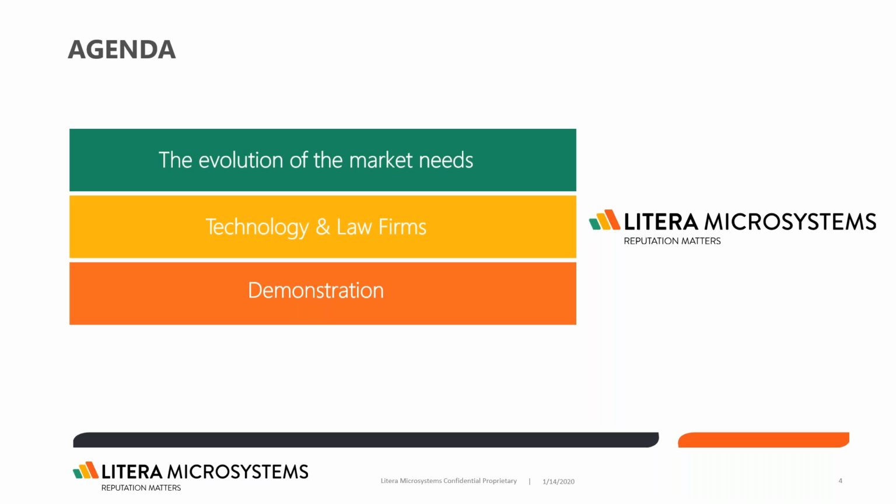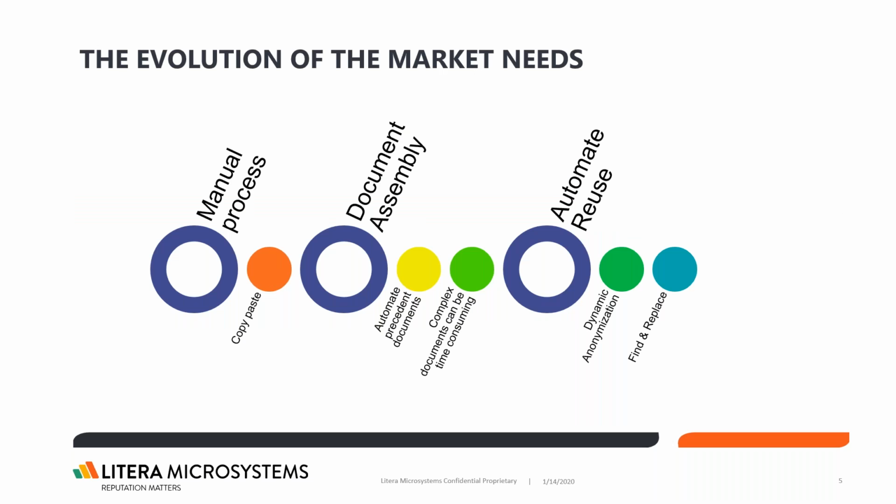The agenda for today is we're going to look at the evolution of the market needs specific to our new Anonymize feature. So where have we come from and how did we get to the automation of reusable content? Theo will walk us through that, as well as we'll look at some other publications that have helped us focus in on why this particular feature set is important in the marketplace. We'll look at what technology trends are as part of that within law firms today, and then we'll do a demonstration of our new Anonymize feature that's part of Clause Companion. With that, I'll kick things over to Theo to walk us through the evolution of the market needs.